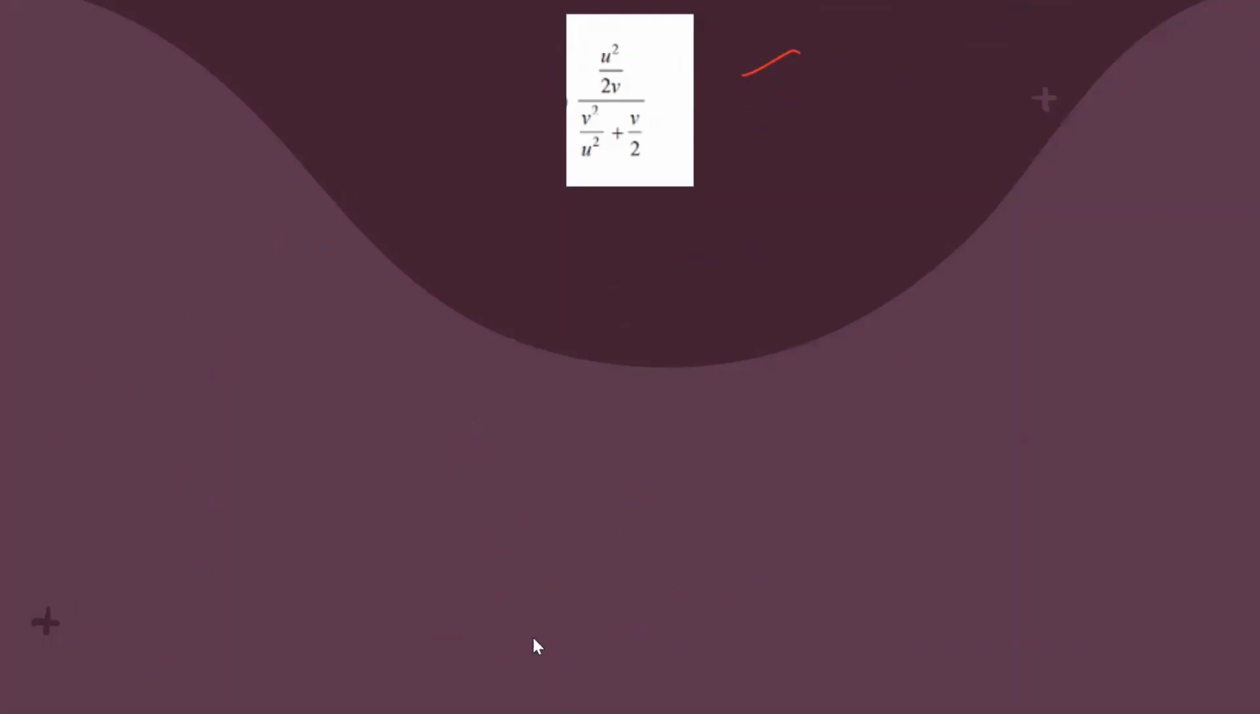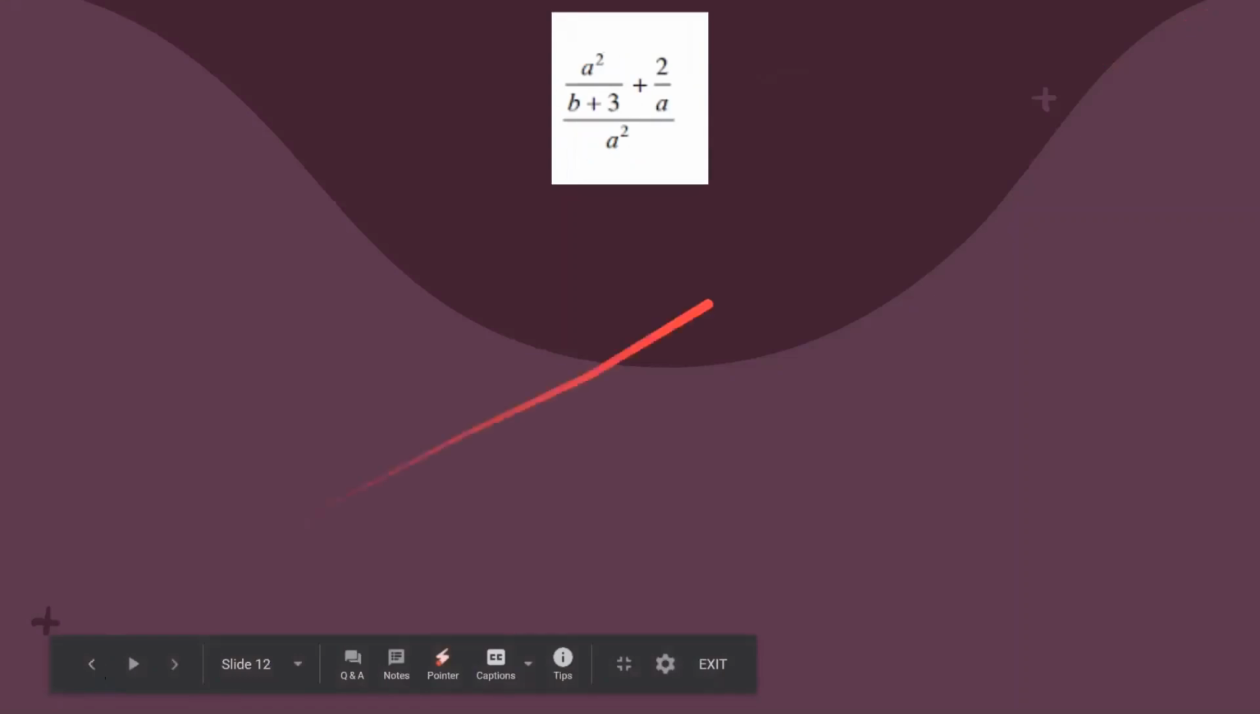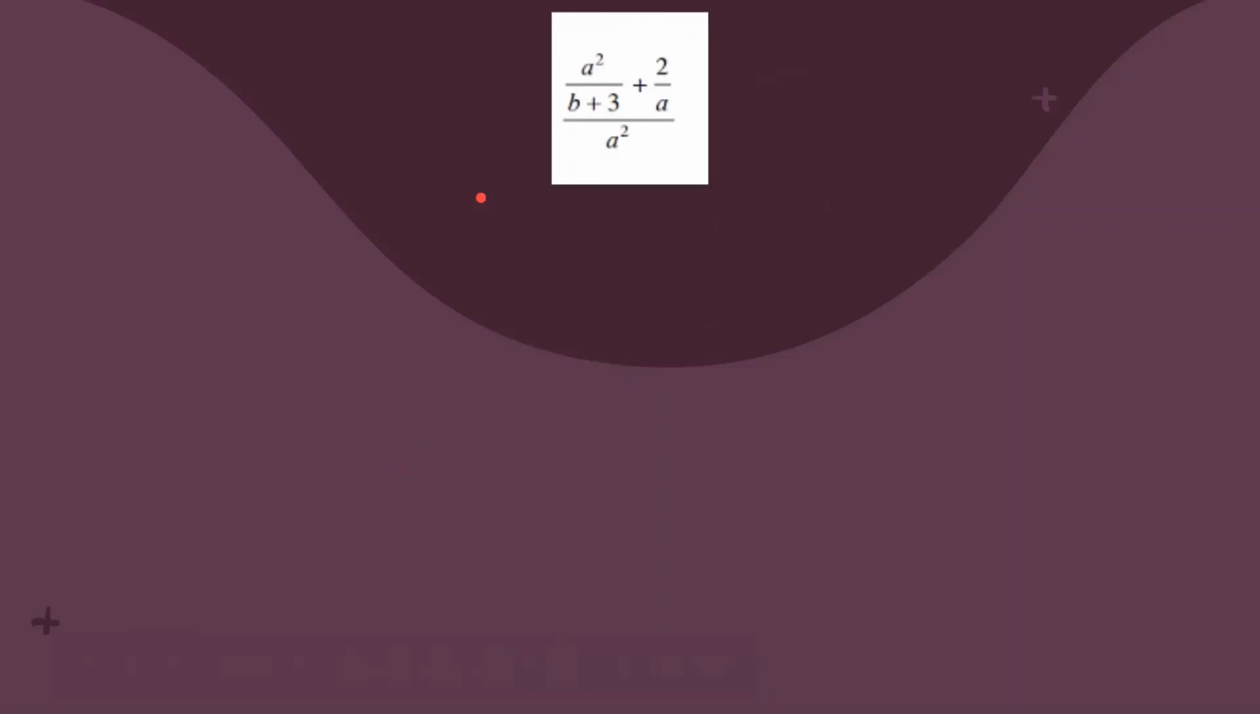Oh, I forgot to ask you guys. Do you want me to use the other method for this one? The LCD method, or no? For the LCD method, if you are using the second method, what you have to do is multiply everything using b plus 3 and a. Because if you take a look at the denominators of the smaller fractions, that is your LCD, right?